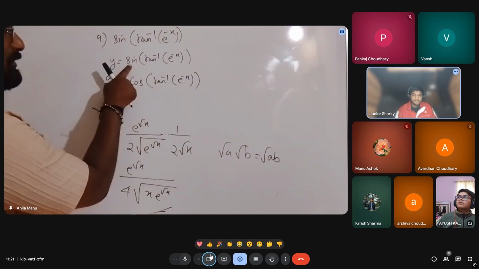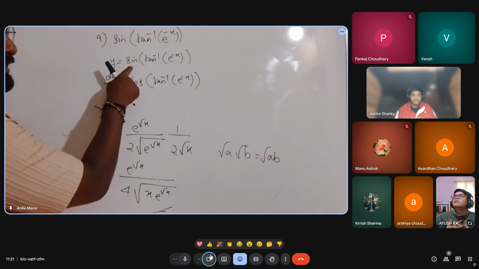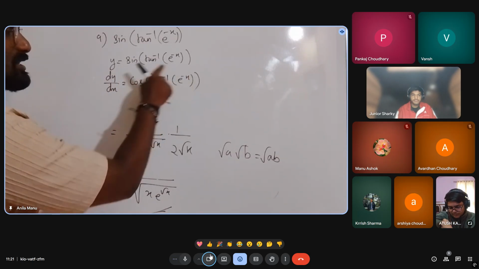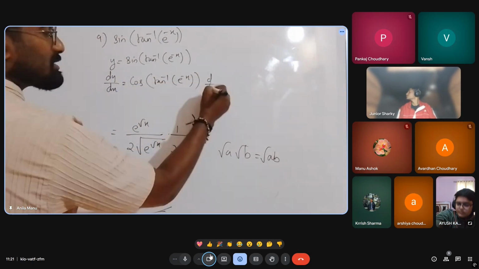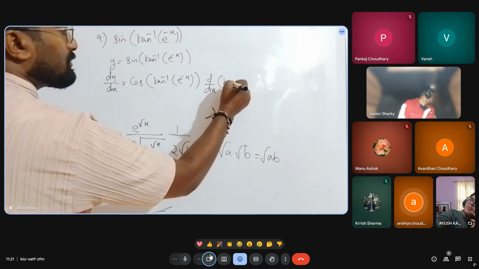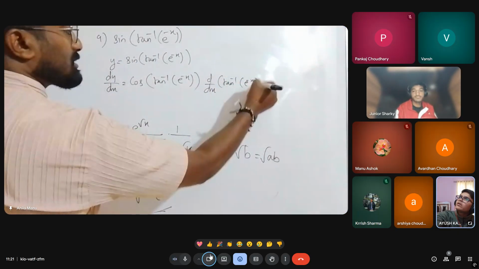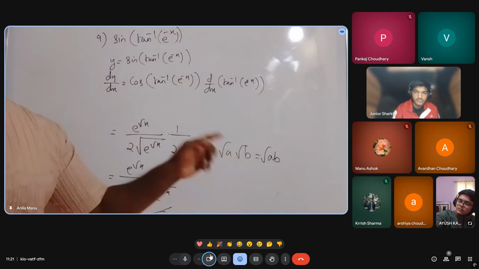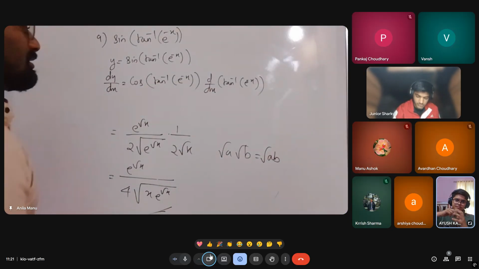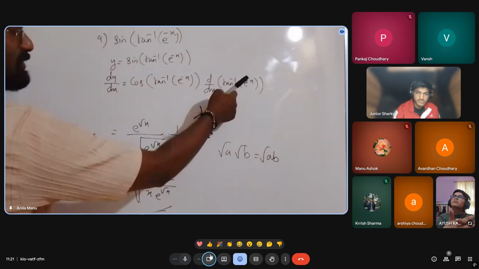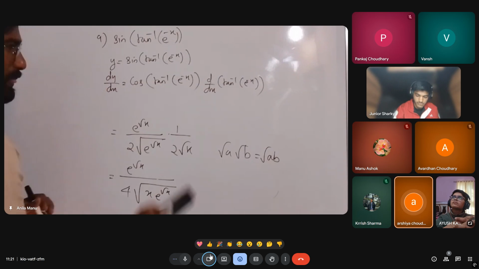Tell me, we differentiate here only sin, right? The remaining things we want to differentiate. So in the next step you can write the derivative of tan inverse of e raised to minus x. That's why we are calling it the chain rule. There is a connection. In the next step you differentiate this function, e raised to power minus x, also.